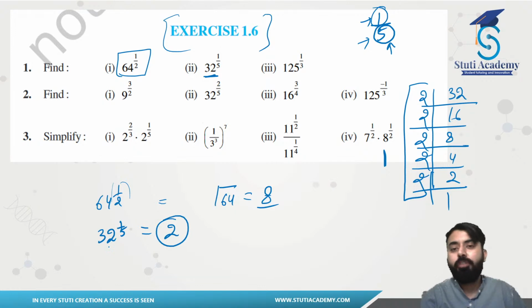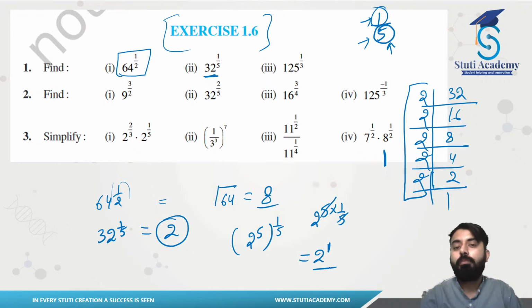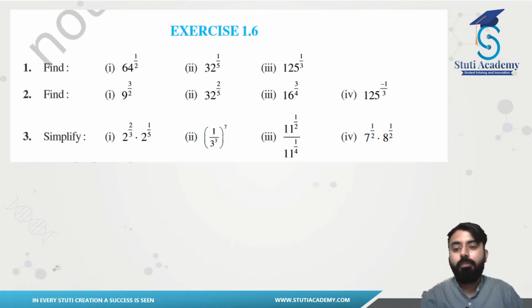But there is one more way around it. You see, 32, I can write like this: 2 raised to power 5 and its whole power 1 by 5. You see, powers and powers, they will be multiplying. This will be 2 raised to power 5 into 1 by 5. This will cancel out and you will have 2 raised to power 1. Right? So a similar answer. Similarly, you can do this one. Now in this case, let's see, we have this one, 9 raised to power 3 by 2. Just do it bit by bit.